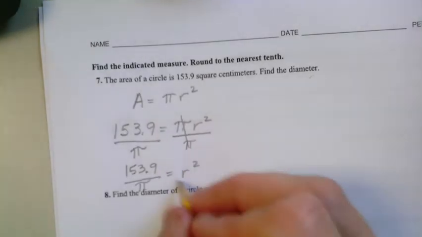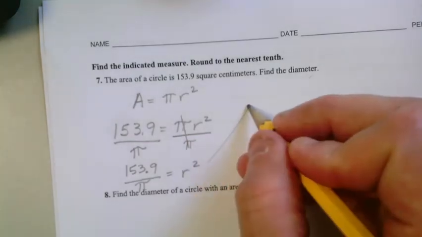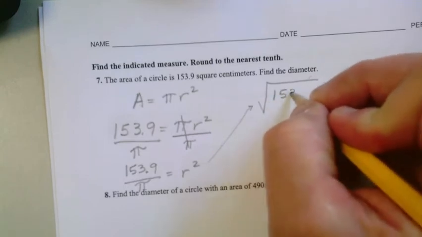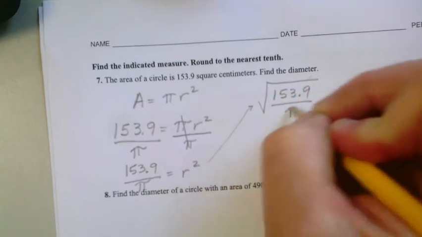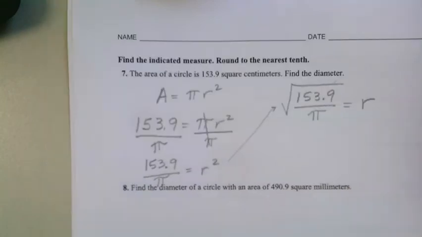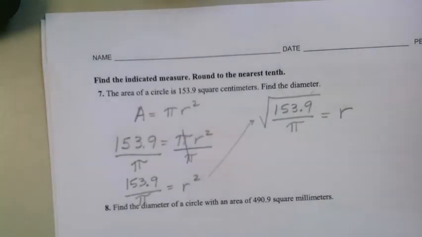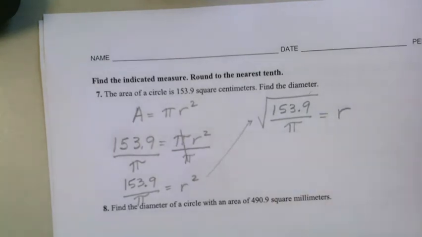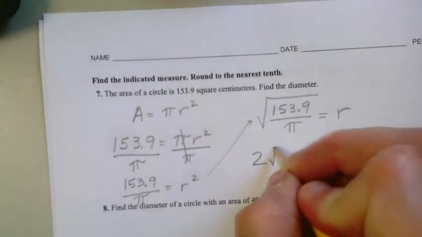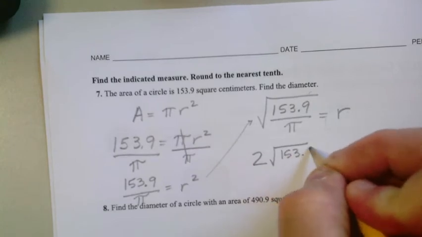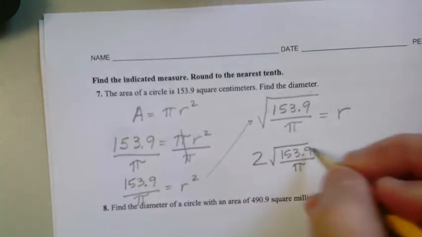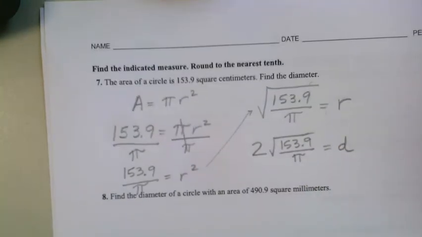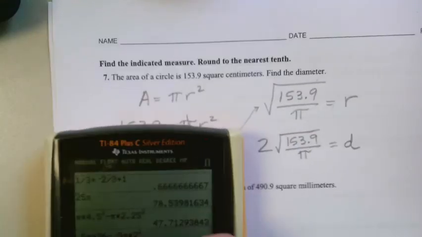Now the question is, how do I get the radius by itself? Well, I hope what you're thinking is you're going to square root both sides. So if I square root the left side and square root the right side, that's what we get, okay? Now, remember, the diameter is twice the radius. So if I double this, that's my diameter, okay? So it does say nearest tenths place, so I'll go ahead and type that in.